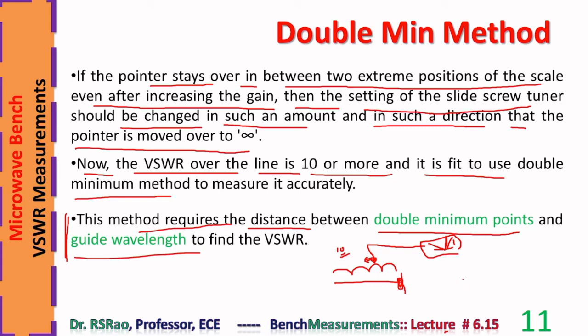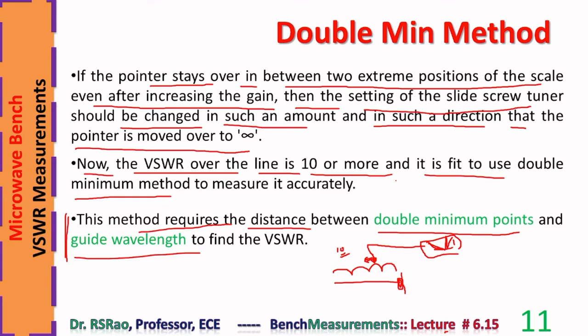There is a probe in the slide screw tuner. You can move it vertically, you can move it horizontally. That provision, that arrangement is there. So by moving it as necessary, see that somehow the deflection falls to the no deflection position in the VSWR meter while you are traveling or while your probe is over minimum. In such a case, SWR over the line is more than 10. Now it is fit to use for the double minimum method.